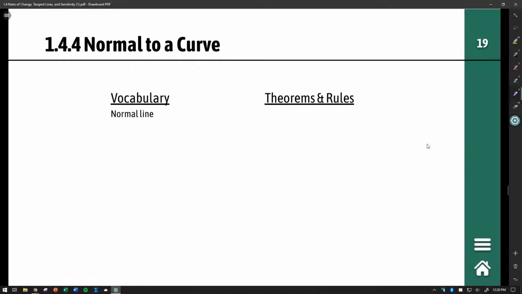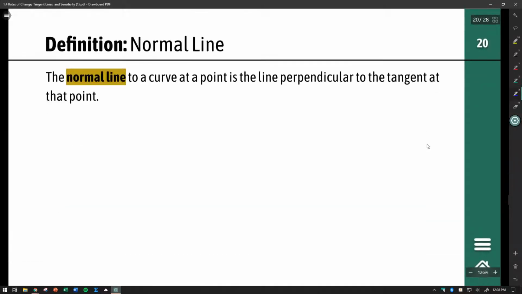Let's talk about the normal to a curve. There's going to be one new vocabulary this time. It's normal line, no new theorems or rules. So we begin with a definition, and it's the definition of a normal line. Normal line to a curve at a point is the line perpendicular to the tangent at that point.